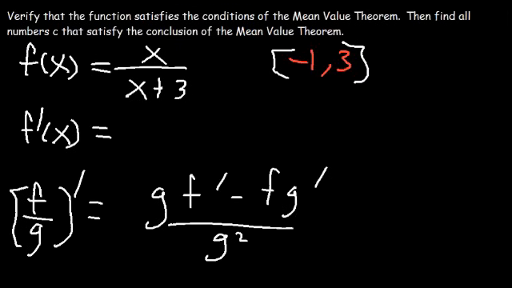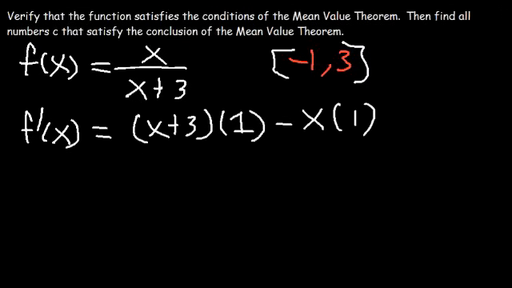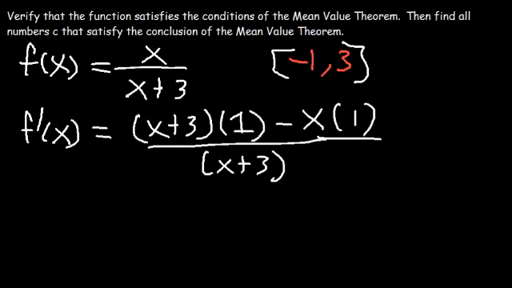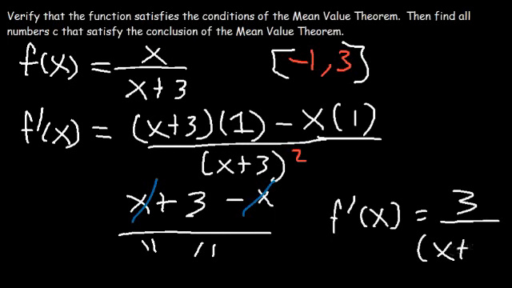So it's going to be g, which is x plus 3. F is x, so f prime is 1, minus f, which is x, times g prime, the derivative of x plus 3, that's 1, divided by g squared, which is x plus 3 squared. So x plus 3 times 1 is simply x plus 3, minus x. These two cancel. And so the first derivative is equal to 3 divided by x plus 3 squared.